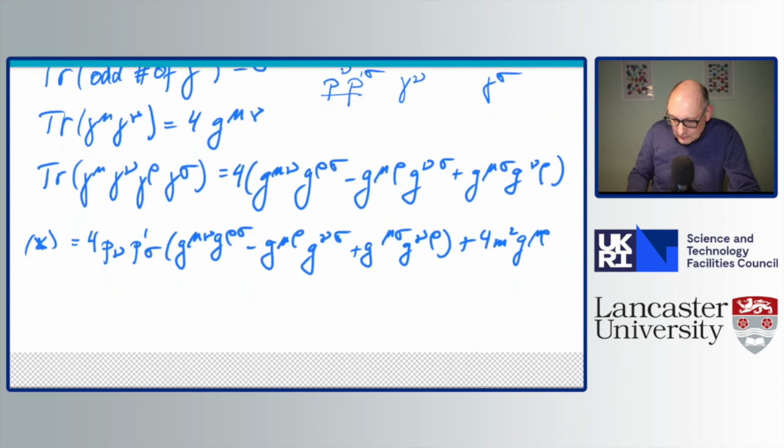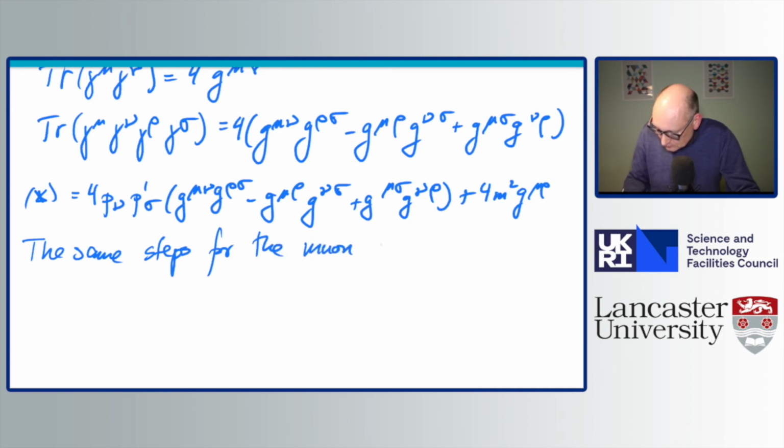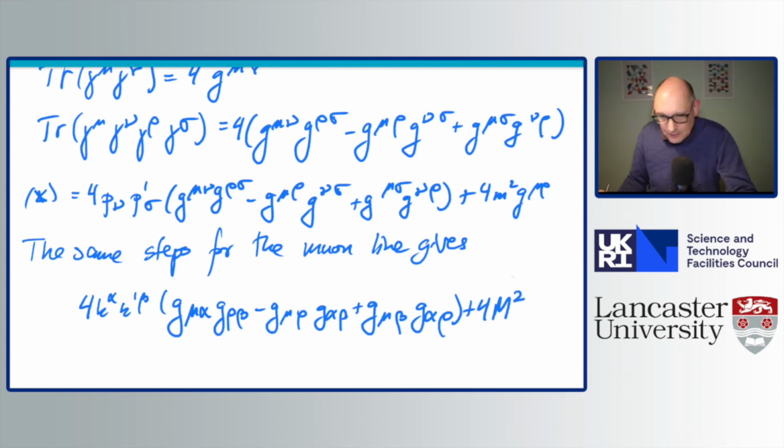Oopsie. Good. Now the same series of steps for the muon line would of course give, for k, let's call them alpha, k prime beta, g mu alpha, g rho beta, minus g mu rho, g alpha beta, plus g mu beta, g alpha rho, plus the muon mass we call capital M, g mu rho.